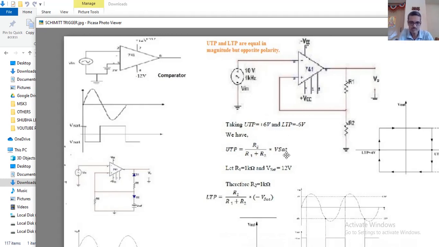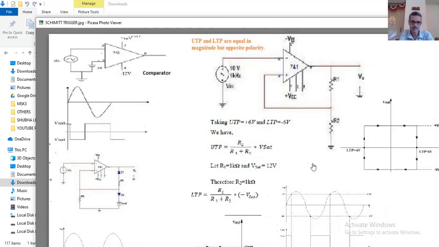UTP is given by this formula. Assume one particular resistor, and the saturation voltage is 12 volt. That's what we have assumed, because the supply is 12. The saturation voltage should actually be 11, but in this case it is taken as 12 volt. We calculate the resistor value R2 using this formula. R1 is given as 1K, saturation voltage as 12 volt, and the only unknown is R2, with UTP as plus 6. Calculating, R2 will be equal to 1K. So this is 1K, and this is also 1K. LTP is given by this formula again. The only difference between this formula and the UTP formula is that it uses minus Vsat. So LTP will be negative and UTP positive, equal in magnitude.